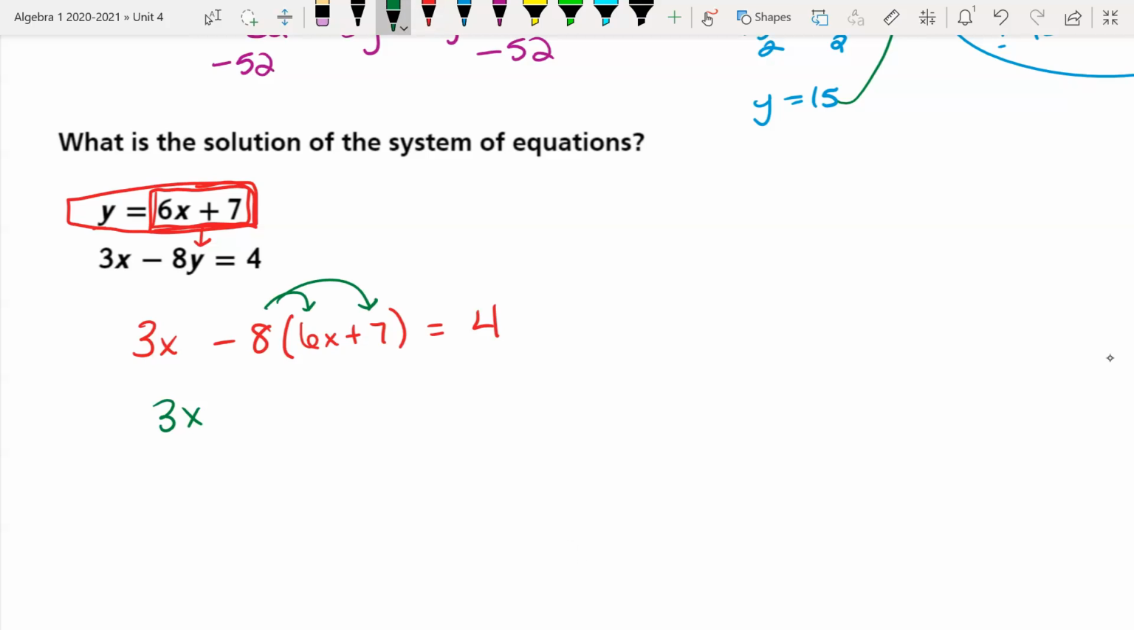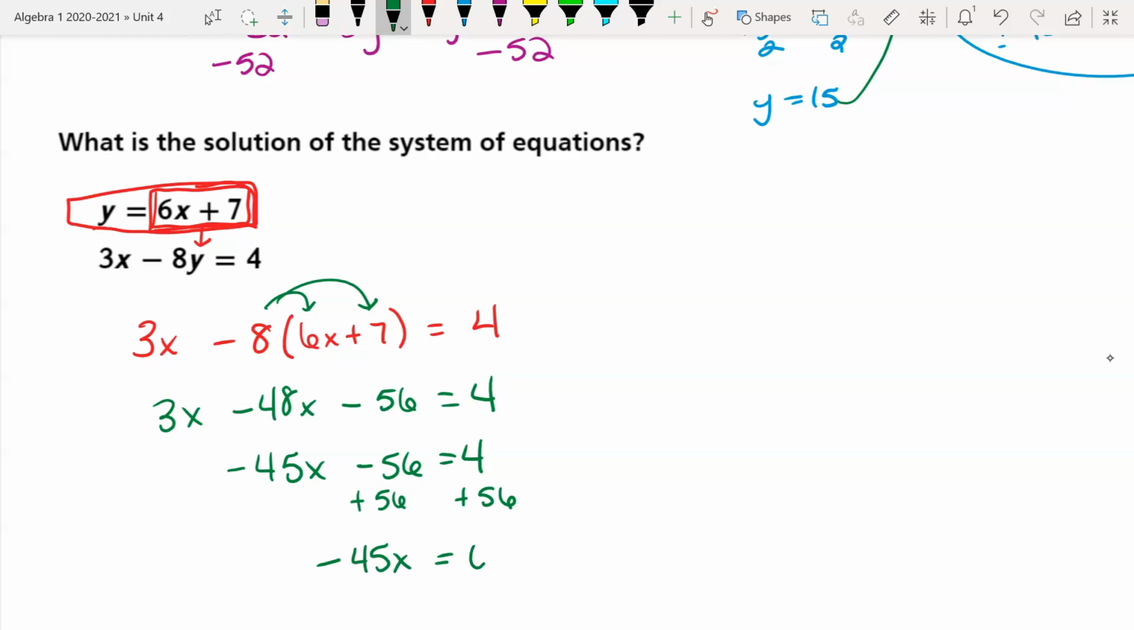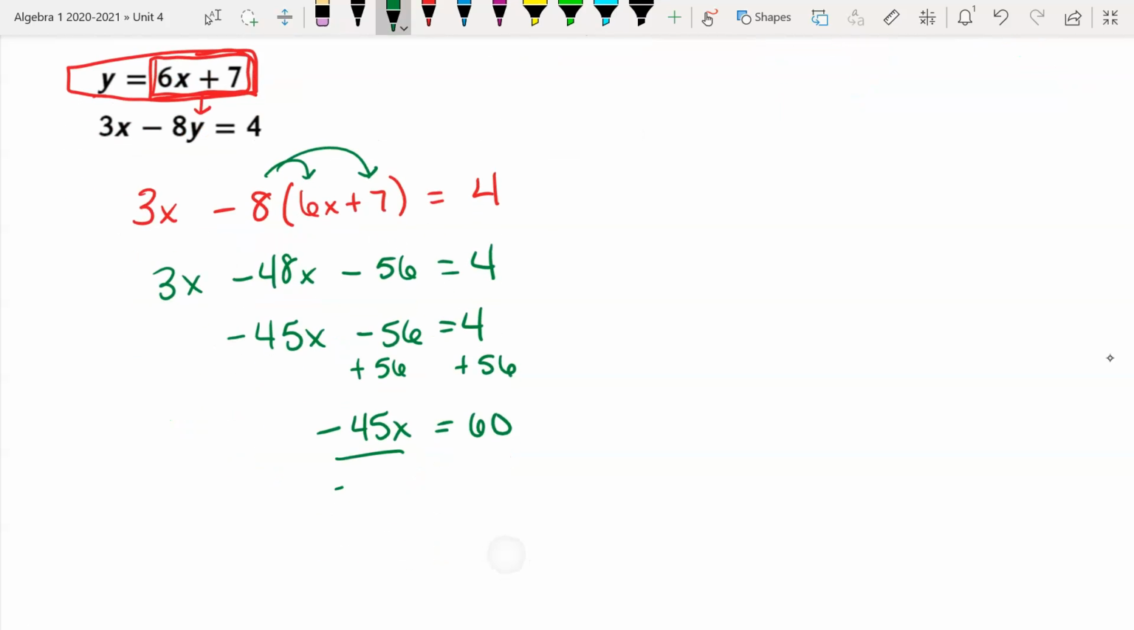So I'm going to get 3x minus 48x minus 56 equals 4. Negative 45x minus 56 equals 4. We're going to add 56. Negative 45x equals 60. And then I'm going to divide by negative 45. All right, when you type this into your calculator, 60 divided by negative 45, you get negative 1.3 repeating.